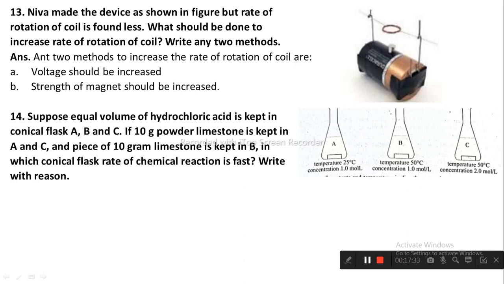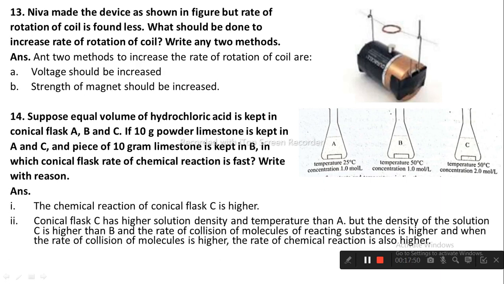So next one, suppose equal volumes of hydrochloric acid are kept in conical flasks A, B and C. If 10 gram powdered limestone is kept in A and C, and pieces of 10 gram limestone are kept in B, in which conical flask is the rate of chemical reaction fast? Write with reason. The chemical reaction in conical flask C is higher. The conical flask C has higher solution density and temperature than A, and the density of the solution in C is higher than B, and the rate of collision of molecules of reacting substances is higher. And when the rate of collision of molecules is higher, the rate of chemical reaction is also higher.